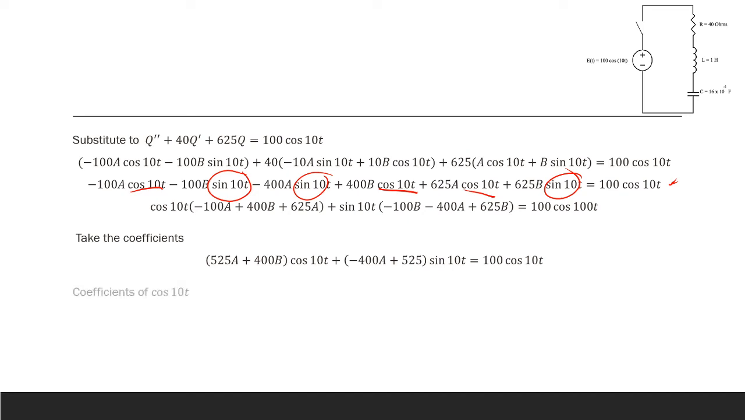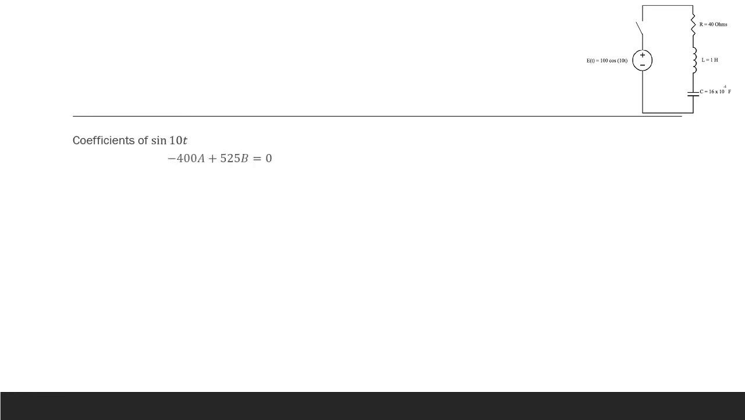Let us first take the coefficients of cosine 10T, and that is 525A plus 400B is equal to 100. So, ito lang naman yung may cosine 10T. Therefore, we will arrive at this equation of A and B: 21A plus 16B is equal to 4. Next, we take the coefficients of sine 10T. So, that is negative 400A plus 525B, so we will arrive at negative 16A plus 21B is equal to 0.